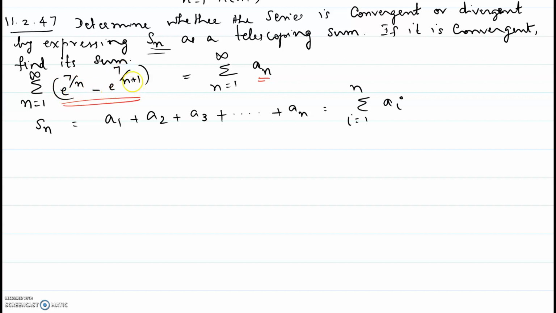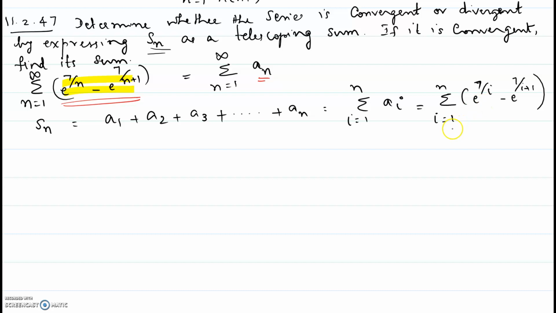7 over n plus 1, where the subscript is n. If the sum is n, the exponents involve n. If the subscript is i, the exponents will involve i. So this can be written as i varying from 1 through n, a sub i. So I have to take this expression and change the n to i. So it is e to the 7 over i minus e to the 7 over i plus 1.